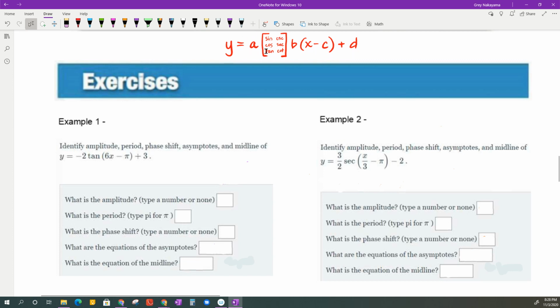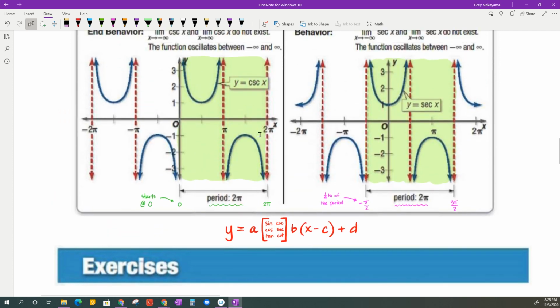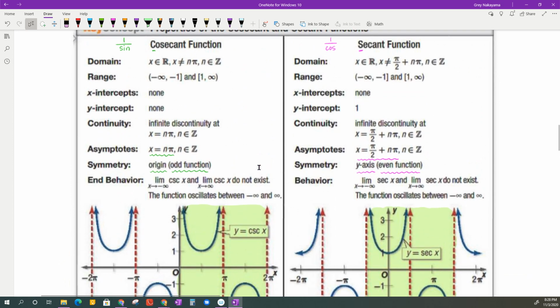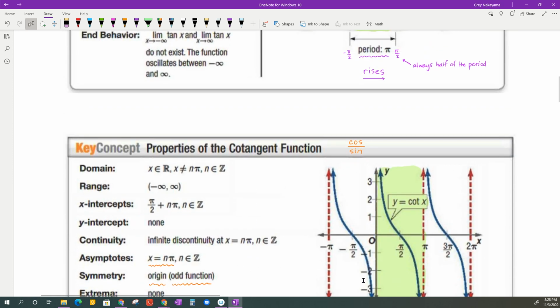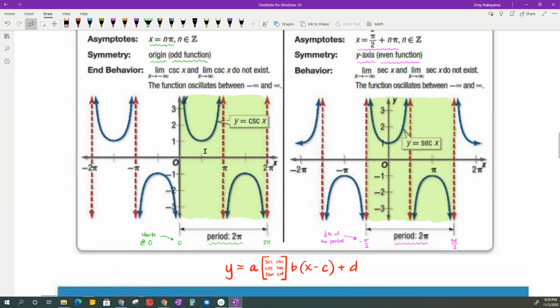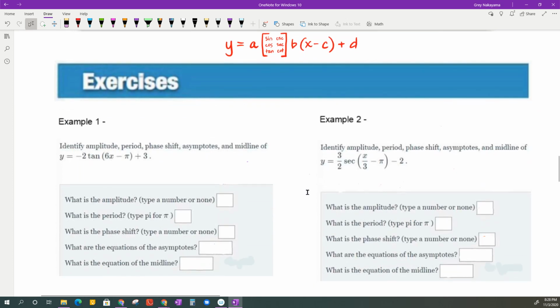A is the vertical stretch. It's called the amplitude on a sine and cosine, but for all the others, amplitude is the max minus the min divided by 2. These go on forever and ever in opposite directions, so there is no max and there is no min. So whenever you're asked for an amplitude on these problems, it's going to be none because there isn't one. Okay? Easy.